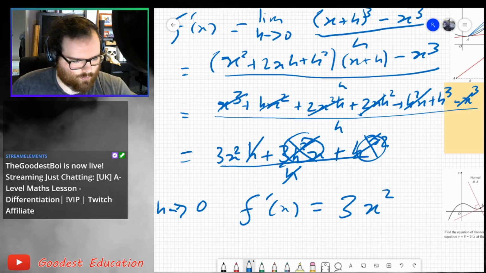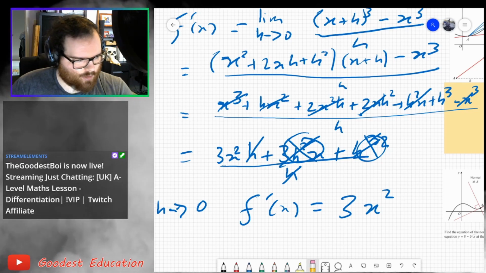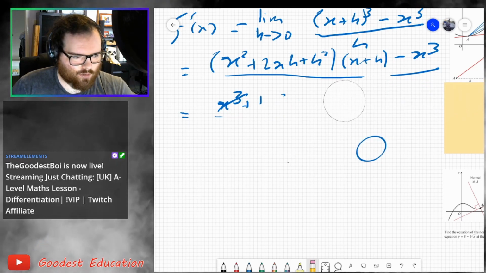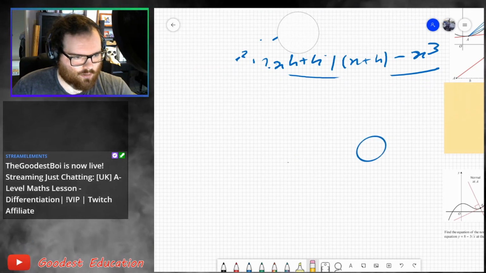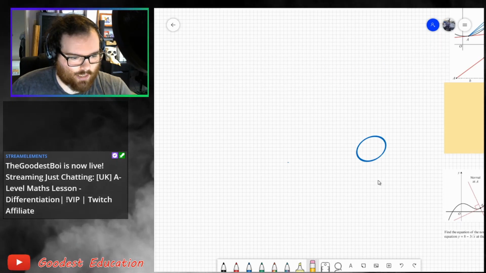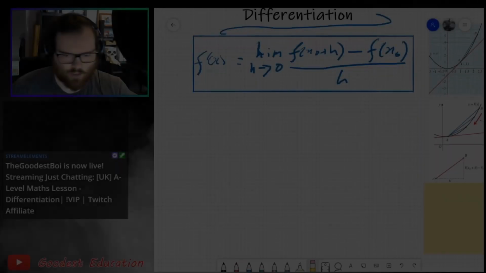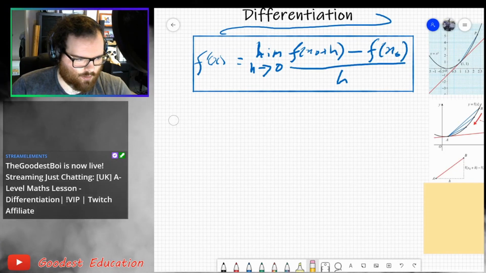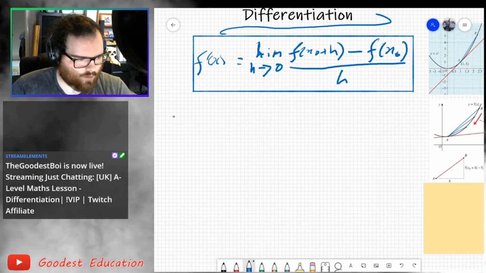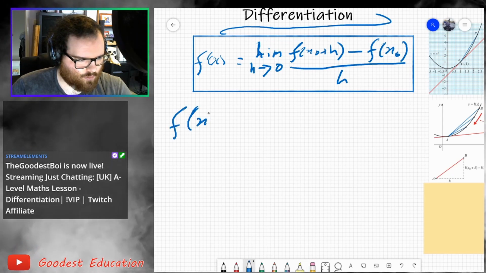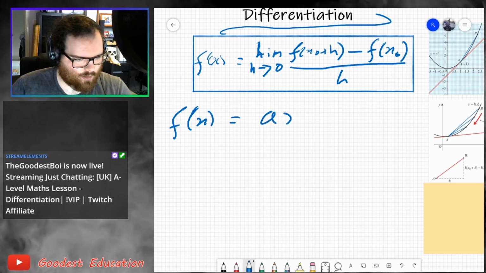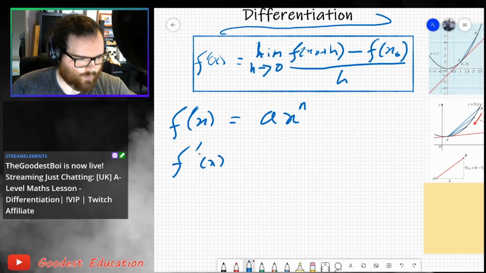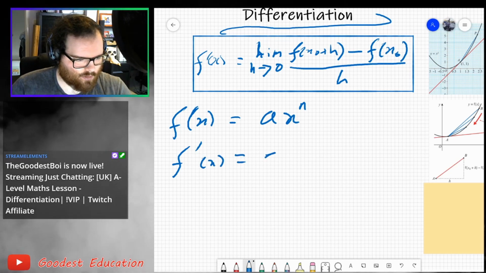So what you might notice, x cubed differentiated goes to 3x squared, is that there is a pattern there for polynomials. For all real values of n and for a constant a, if y or f of x is equal to a x to the n, then f prime of x, the differential, is going to be equal to a.